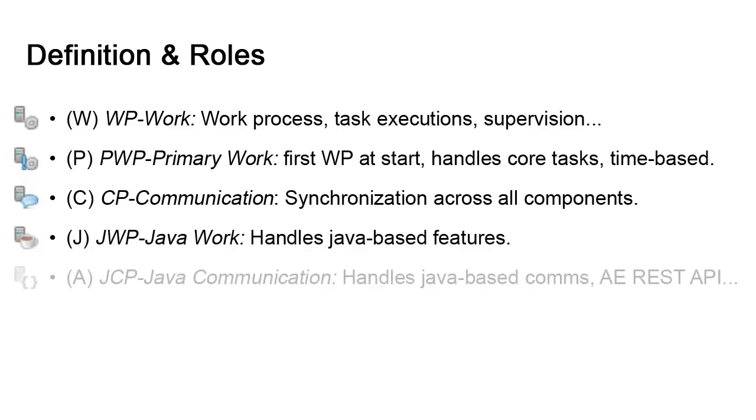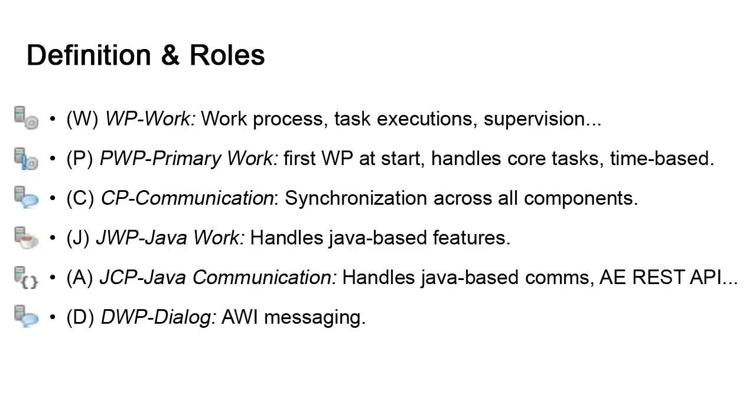The JWP and JCP, types J and A respectively, are both the Java-based counterparts to the conventional WPs and CPs. The JCP in particular handles Java-based features like AWI and the REST API. Finally, there's a special type of WP called the Dialog work process, which assumes responsibility for certain interactions between users, AE, and AWI messaging.